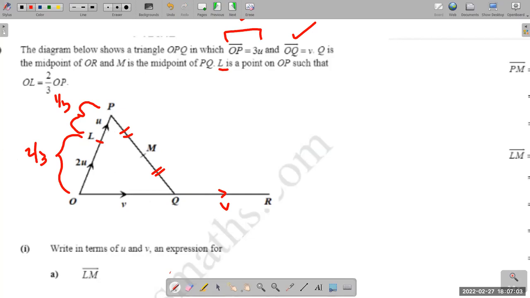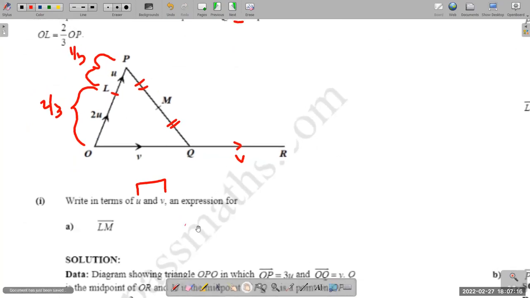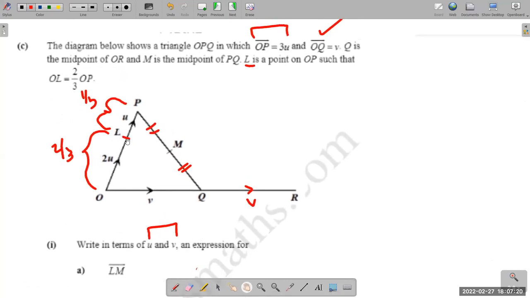Okay, so let's go into the actual question now. What's going on? Express in terms of U and V an expression for LM. Let's look for where L is and look for where M is. Look at where L is. Look at where M is.